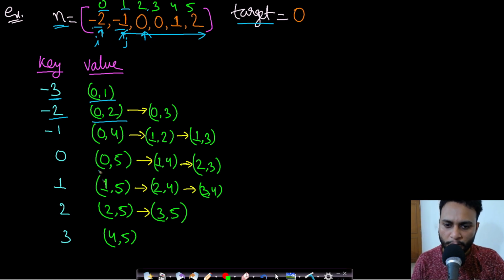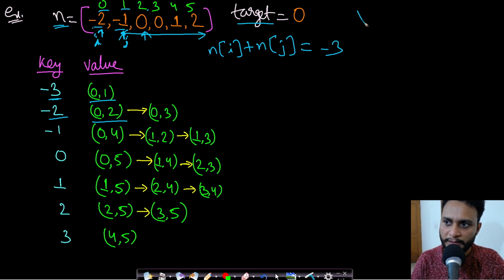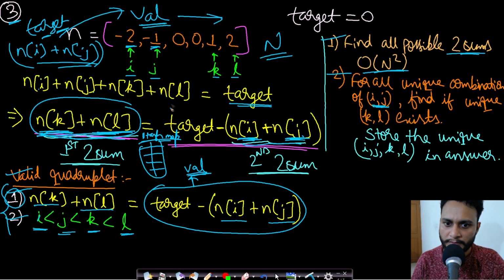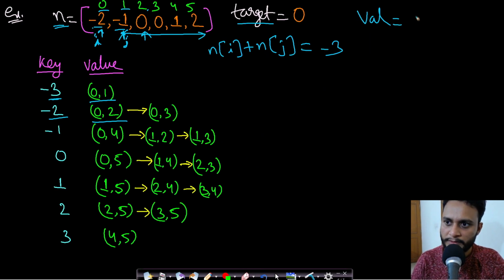Now once we have stored all possible two sums, what will we do? We will again start from the same position. This will be our i and this will be our j. Now what will be nums[i] plus nums[j]? Here that will be -2 plus -1, which is -3. Now we will find the value which I had explained here, this one: target minus nums[i] minus nums[j]. In this case, it will be 0 minus -3. So this will be 3.